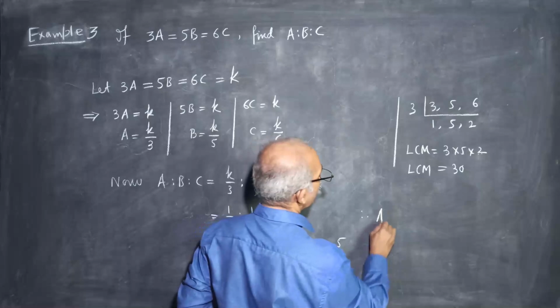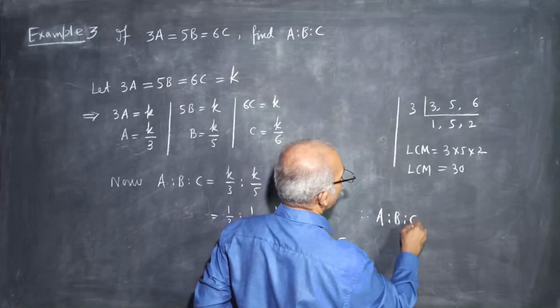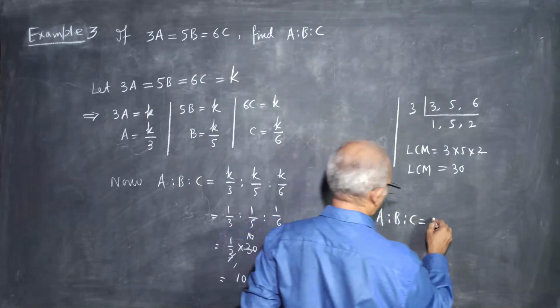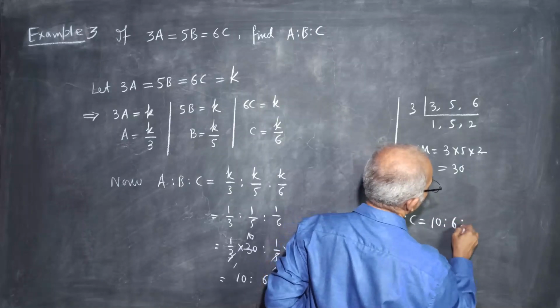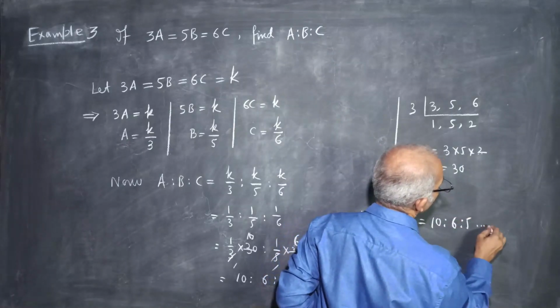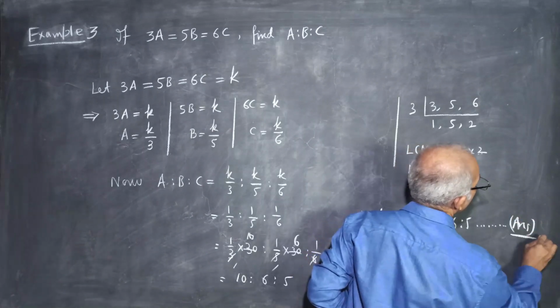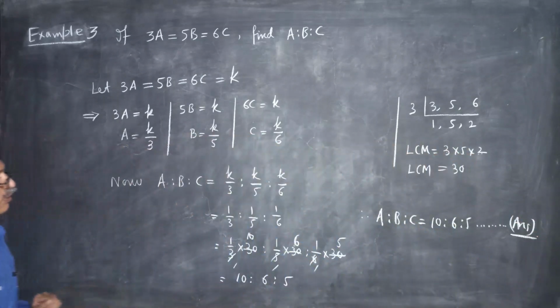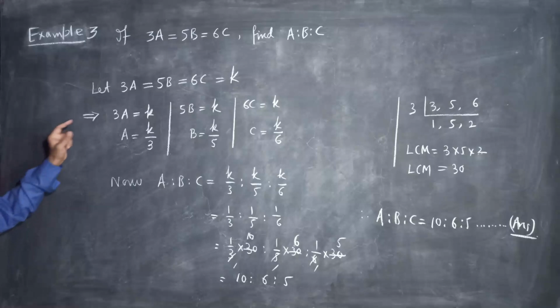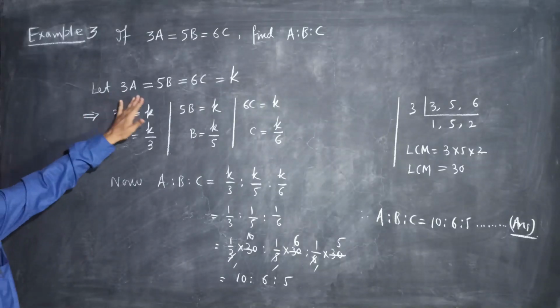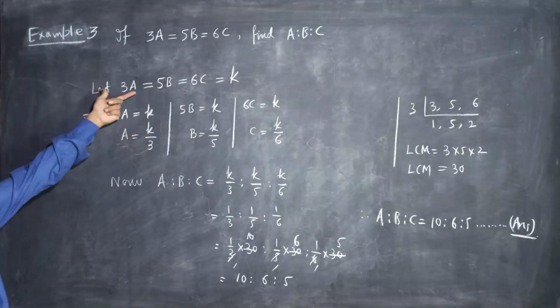Therefore, A is to B is to C is equal to 10 is to 6 is to 5. This is your final answer. Now, in this we have used one simple concept. You can understand the problem like this.